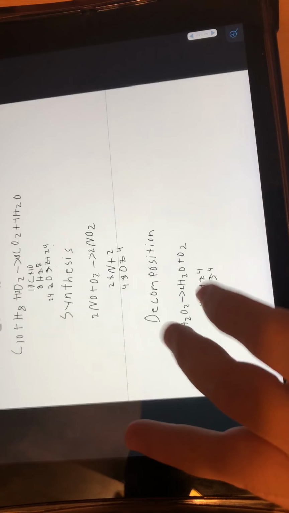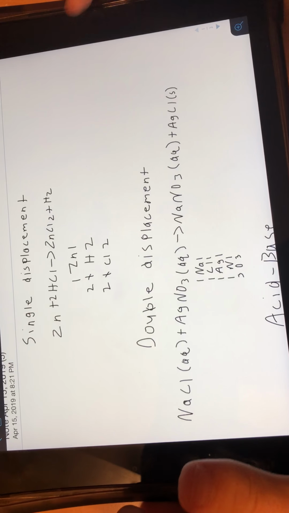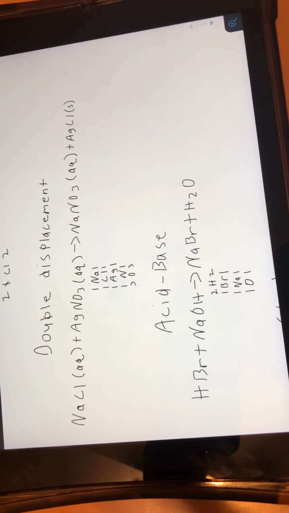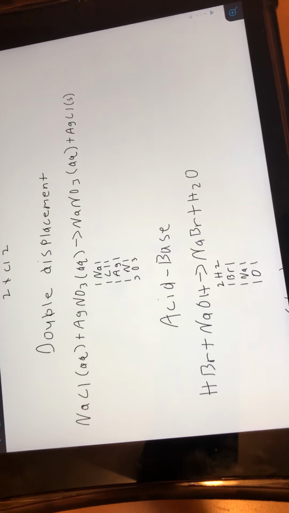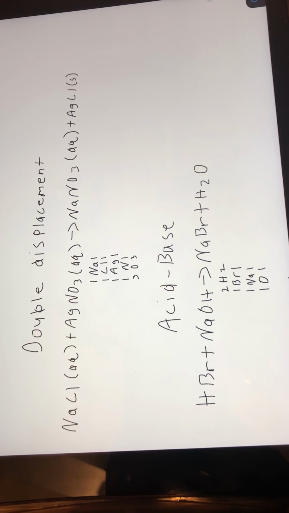So these were all 6 of the chemical reactions, and as you can see, we balanced all of them, and we explained all of them. So, all right. It was very interesting. Thank you.